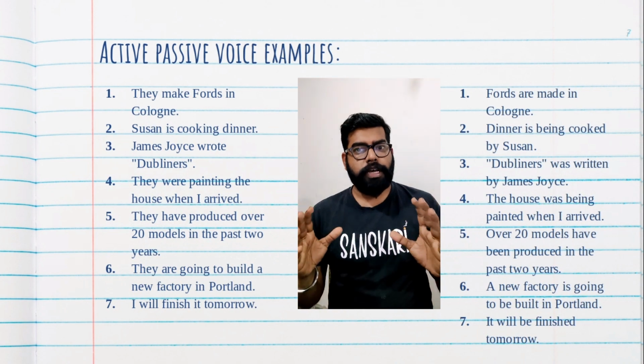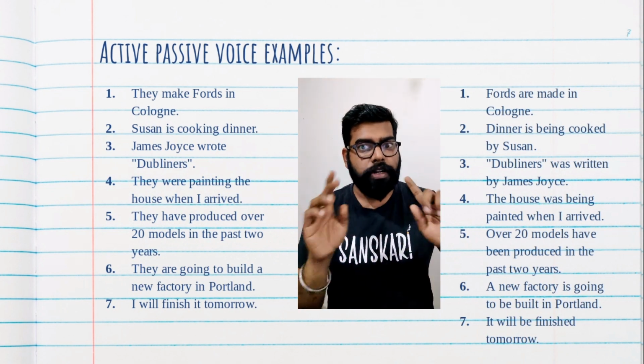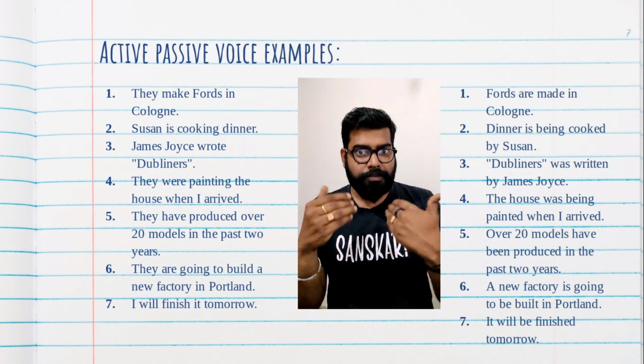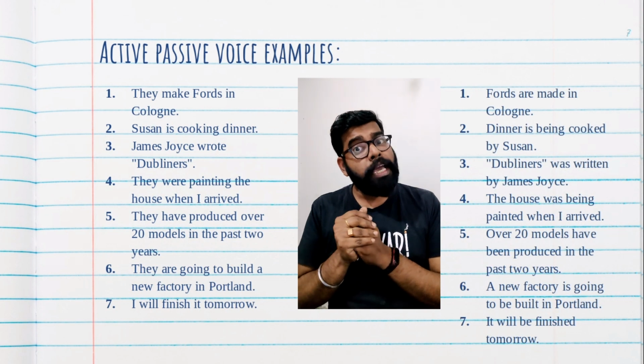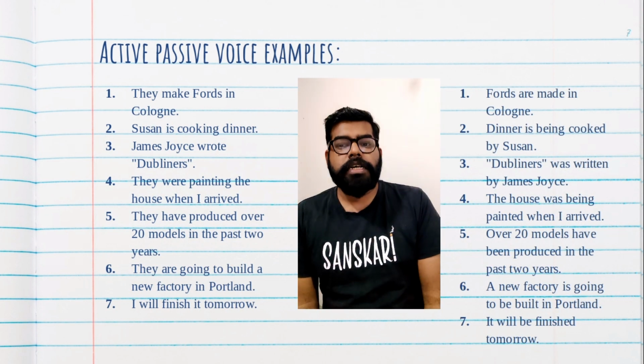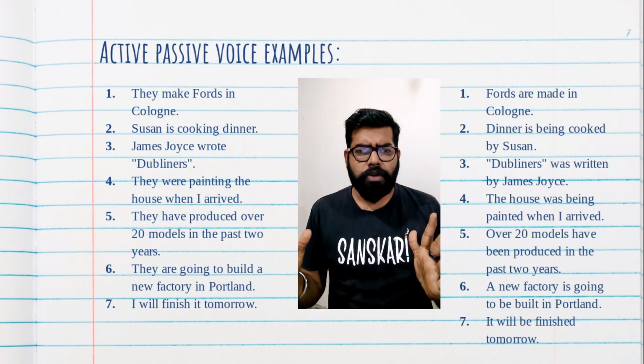Now, they make Fords. In Cologne is an add-on. Okay, we'll just write it. We'll just copy it the way it is. We will switch they and Fords. So Ford, since it is simple present, are Fords plural. So are made in Cologne. Made by made, third form of the verb, past participle. Fords are made in Cologne. By them is understood. We can ignore it also. No need to write it.